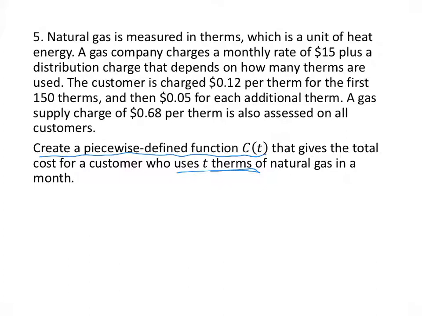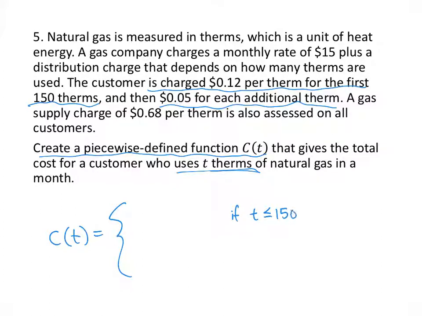So if we look at this, what we can see is that we charge a certain amount for the first 150 therms, and then more for each additional therm. And that means that our two cases are going to be whether we have more than 150 or less than 150. So since we're looking at the first 150, we're going to include 150 in that first case. So our first case is going to be if T is less than or equal to 150. And then the second case only comes into play if we have more than 150, right? Because if we don't have any additional therms above 150, then we don't have to worry about that second case.